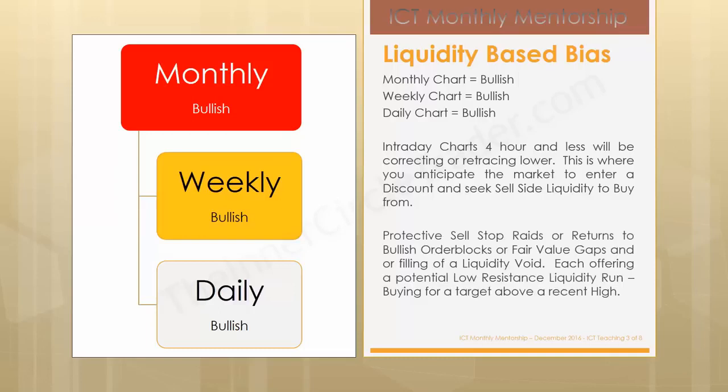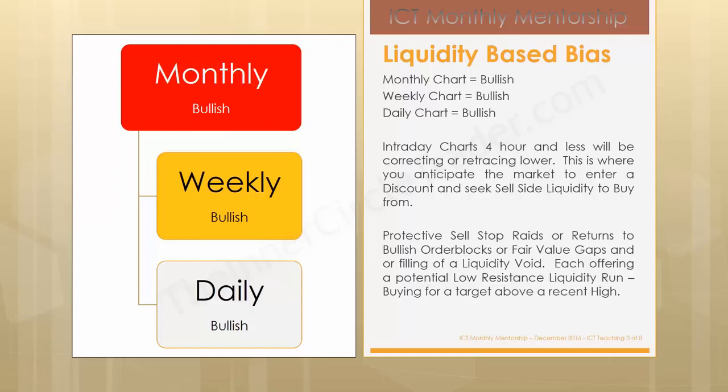Protective sell stop raids or returns to bullish order blocks or fair value gaps, and/or filling of a liquidity void, each offering a potential low-risk liquidity run, buying for a target above a recent high. Just like we were referring to earlier, you're going to be aiming for something on the daily chart preferably, and you're going to be looking for buy stops above the marketplace on a daily high. It could be yesterday's high, it could be last week's high that you can see on the daily chart, it could be last month's high, it could be intra-week high.